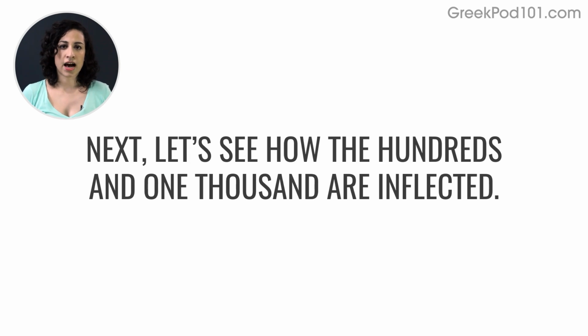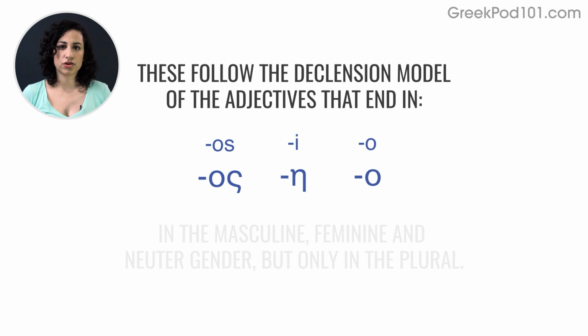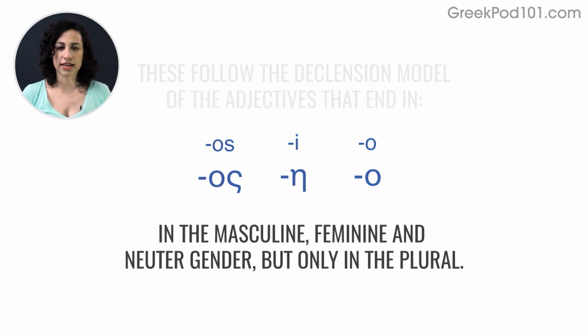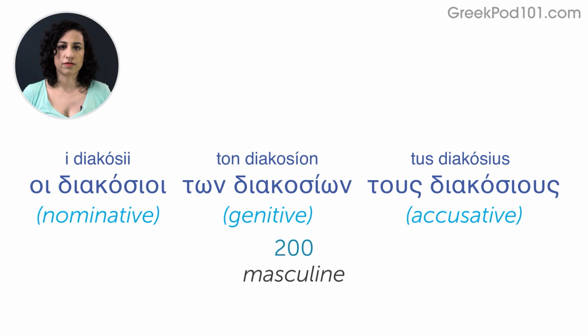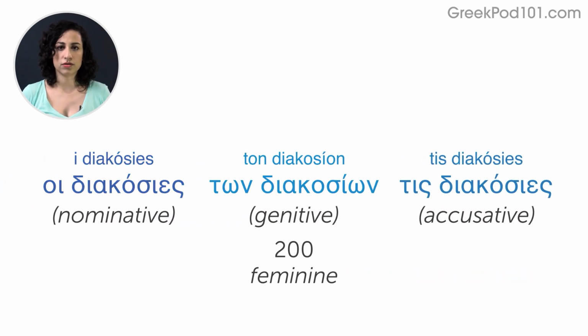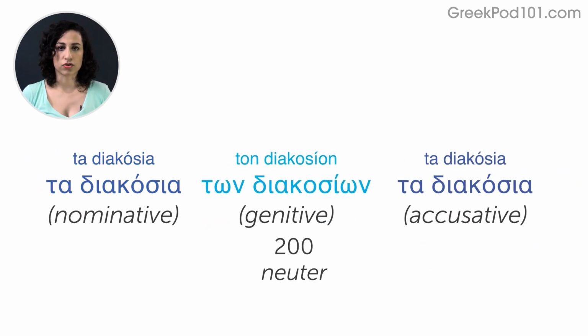Next, let's see how the hundreds and 1000 are inflected. These follow the declension model of the adjectives that end in os, i, o in the masculine, feminine, and neuter gender, but only in the plural. As an example, let's see the declension of 200. Οι 200, των 200, τους 200 for the masculine, οι 200, των 200, τις 200 for the feminine, and τα 200, των 200, τα 200 for the neuter.